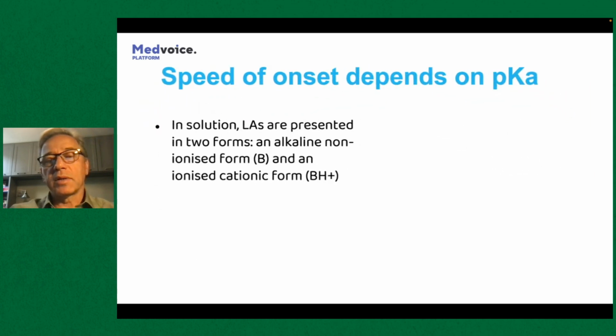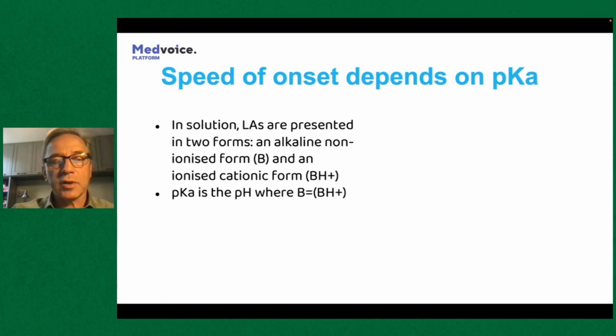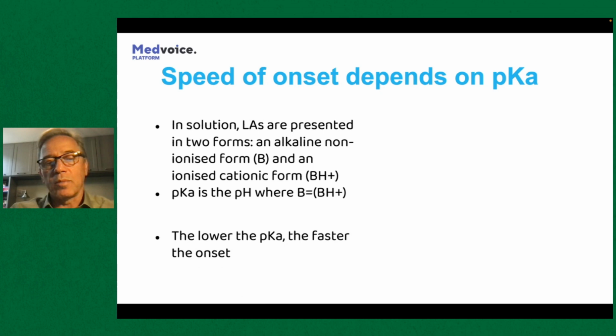Okay, let's talk about speed of onset a little bit more. I have to tell you that in solution, local anesthetics are present in two forms: the alkaline non-ionized form and the ionized cationic form. And the pKa is the pH of the solution where these forms are in equilibrium, i.e., 50% of the solution is in non-ionized form and 50% is in ionized form.